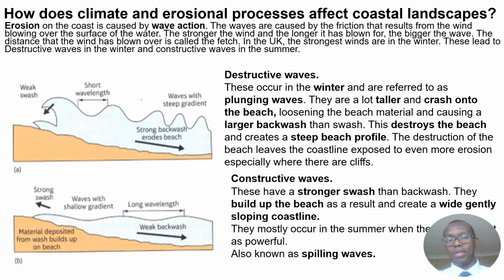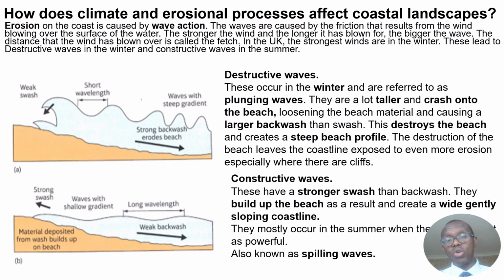evolving over time. So coasts have a large role to play in shaping UK's physical landscapes. And the first thing that we look at in relation to coasts is how climate and erosional processes affect coastal landscapes. So erosion is the wearing of the land by either water, wind, or ice. But in this case, when we are talking about coasts, we are talking about how the coast or the land is being affected by wave action or being worn away by wave action.